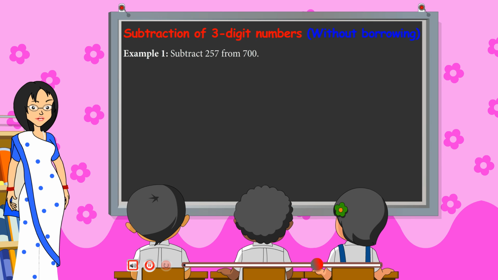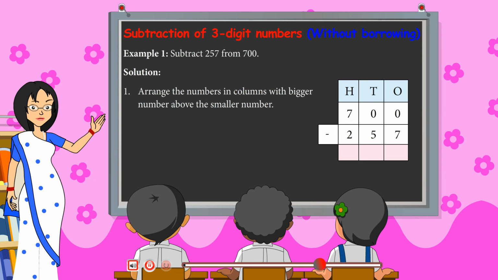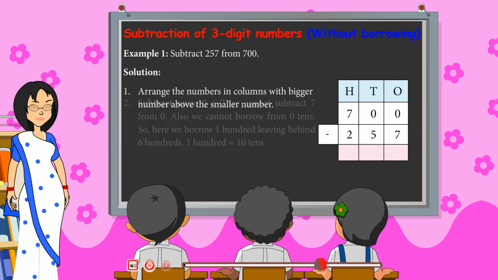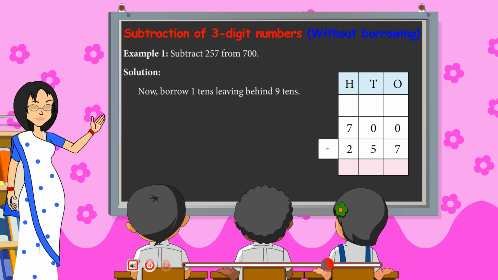Example 1. Subtract 257 from 700. Solution. Arrange the numbers in columns with bigger number above the smaller number. Subtract ones. 0 is smaller than 7. We cannot subtract 7 from 0. Also, we cannot borrow from 0 tens. So, here we borrow 100 leaving behind 6 hundreds. 100 is equal to 10 tens.